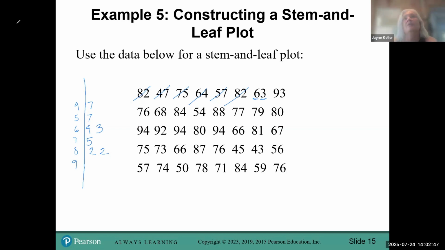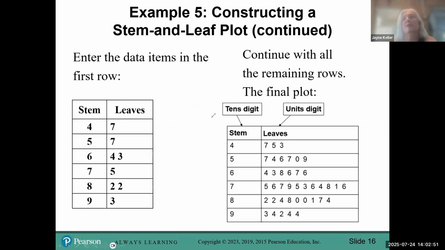And the nice thing about these stem and leaf plots is, so here's the completed one. I can see that there were 3 values that fell in the 40s and 6 values that fell in the 50s. And I also have all of the data. So I can see that there was a 57, a 54, a 56, another 57, and so forth.